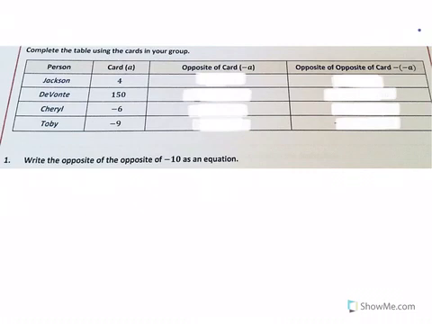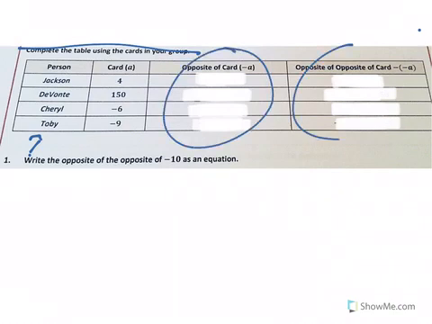Okay, it says complete the table using the cards in your group. Well, we're going to go with what they've given us here. So we have 4 names, and then we have a card, and it just happens to have a number that goes along with it, right? They've given us an integer. So what it wants us to find is the opposite of that card, and then the opposite of that card. So it says the card is A, then it's giving us our equation, which it also is giving us the integers of which to replace A. So it's giving us the value of the variable. So for one, we have 4.